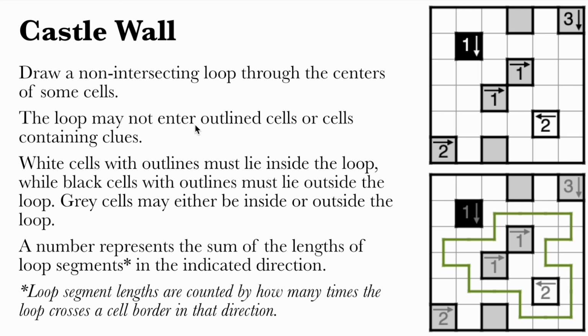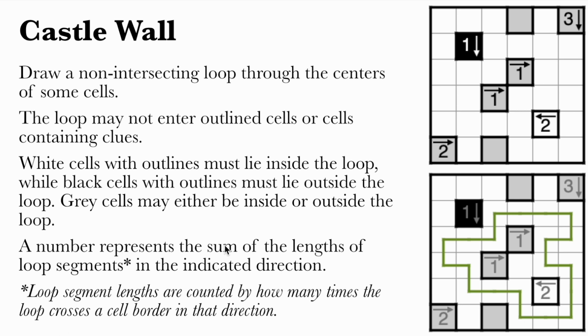The loop may not enter outlined cells or cells containing clues. Clues here are the numbers and arrows. White cells with outlines must lie inside the loop, while black cells with outlines must lie outside the loop. Gray cells may either be inside or outside the loop. You can see that in the example solution. Doesn't matter with the gray cells, but this black cell is completely outside where the loop ended up, and the white cell is enclosed by the loop.